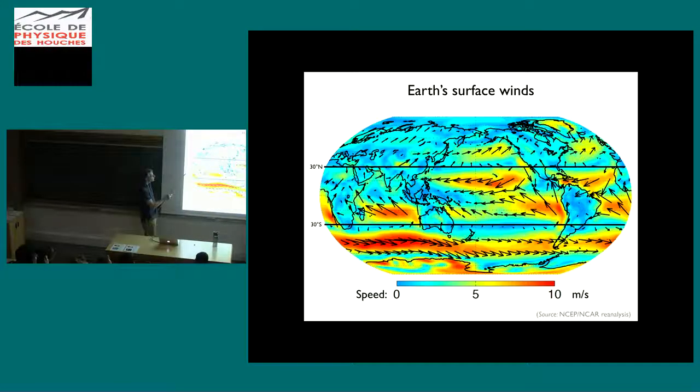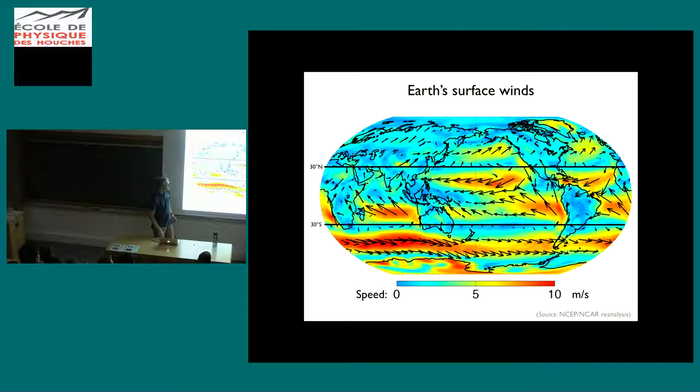And in the tropics, and you can define the tropics meteorologically as roughly between plus minus 30 degrees, the winds are in the mean from the east to the west, easterly. And there, again, it seems simple, but there are pretty remarkable things about that as well.